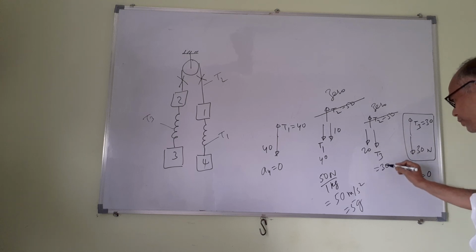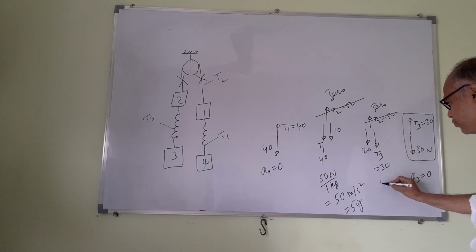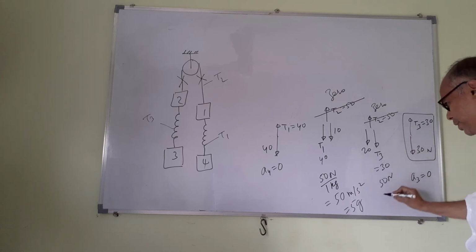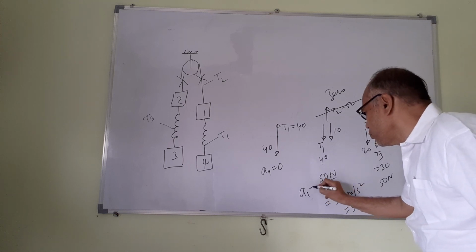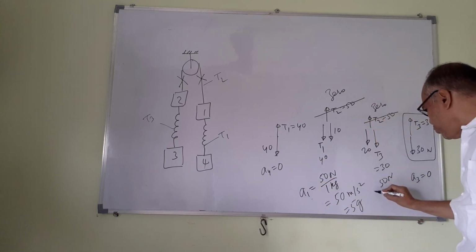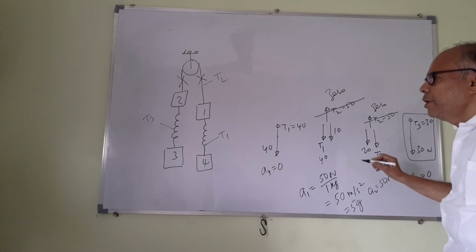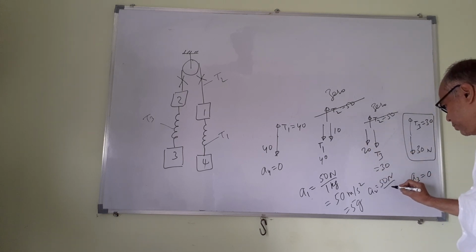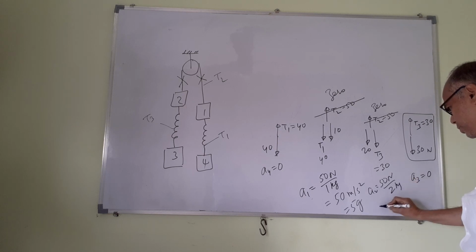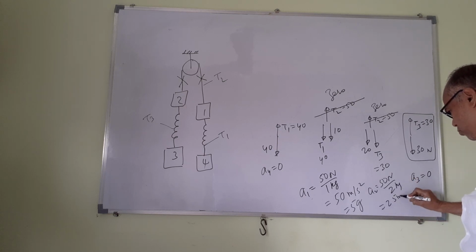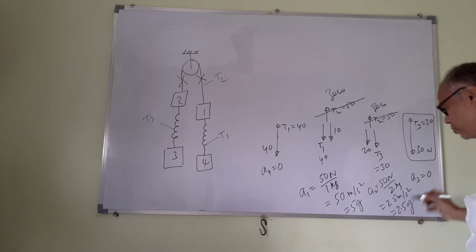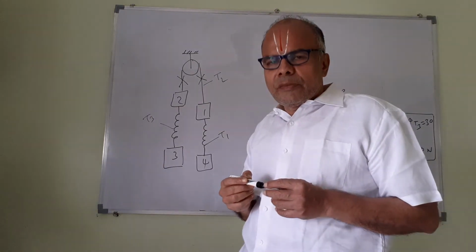Come to this one, 30 plus 20 is 50, and this is a 2 kg block. A2 will be 50 divided by 2 kg, that will be 25 meters per second square. That is nothing but 2.5 g. So those will be the accelerations. Thank you.